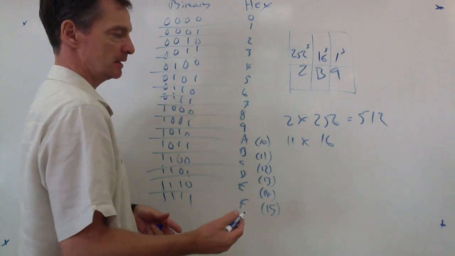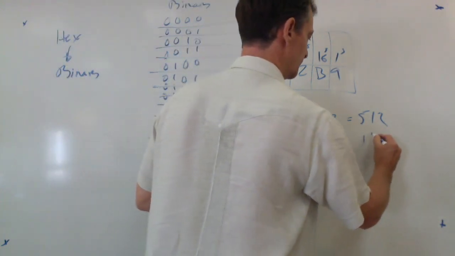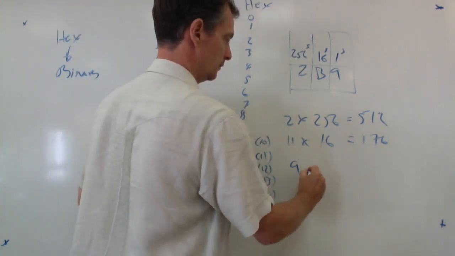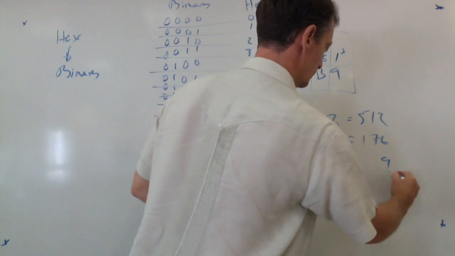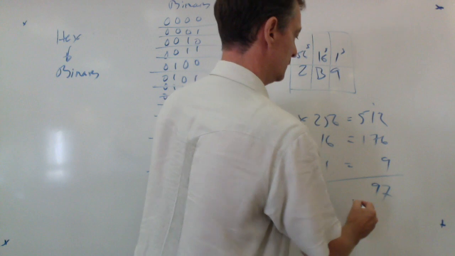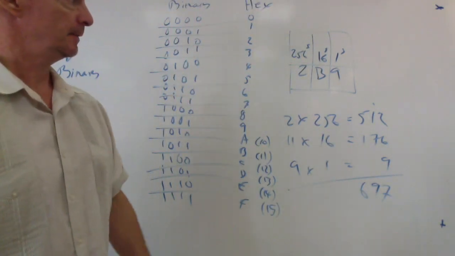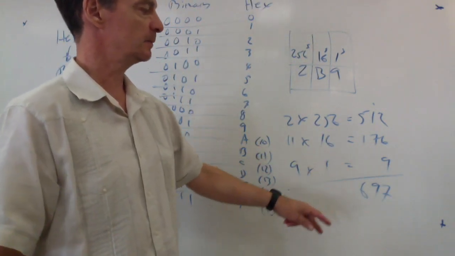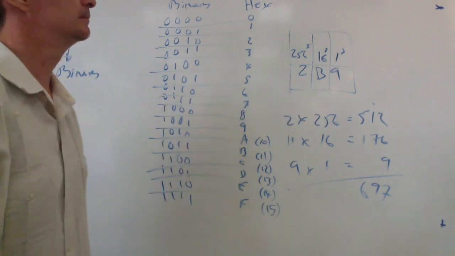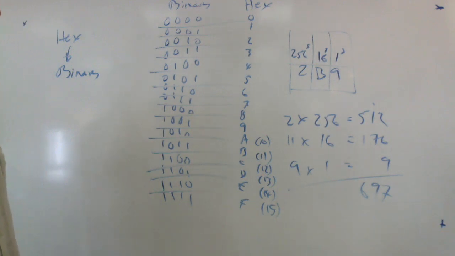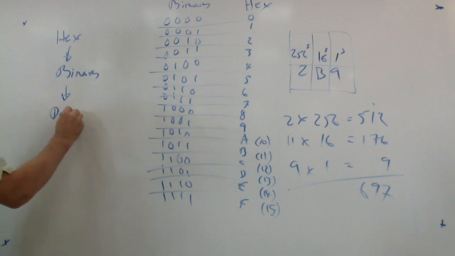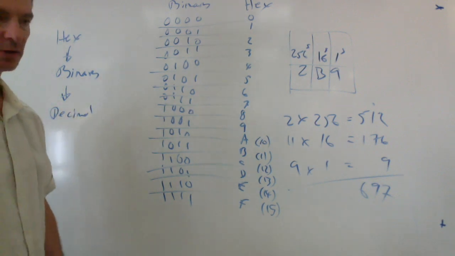11 times 16, 160, 176. And 9 ones. So 512 plus 176 is 688, plus 9 is 697. 697 is the decimal equivalent of this. Oh, right. So I jumped ahead of myself there, sorry about that.